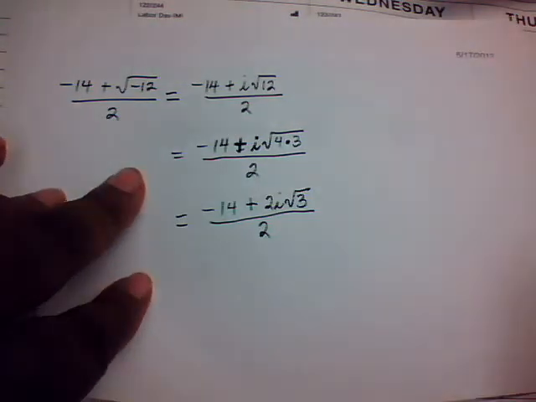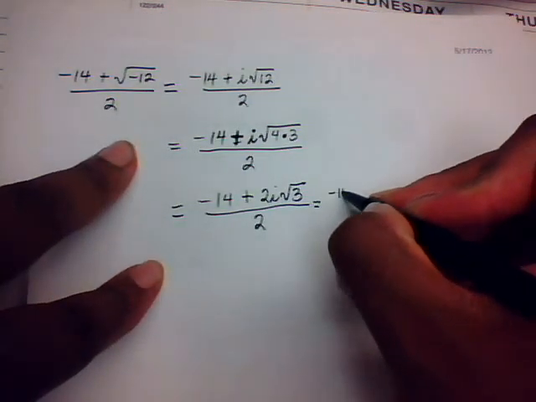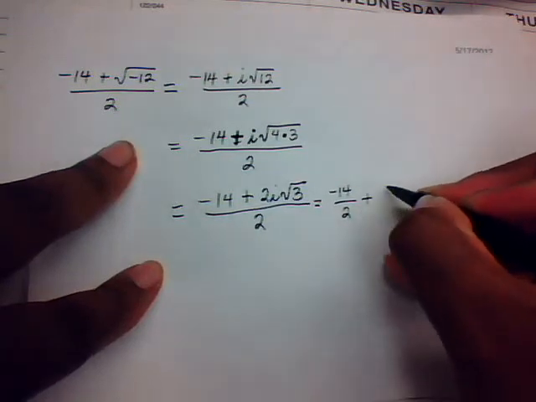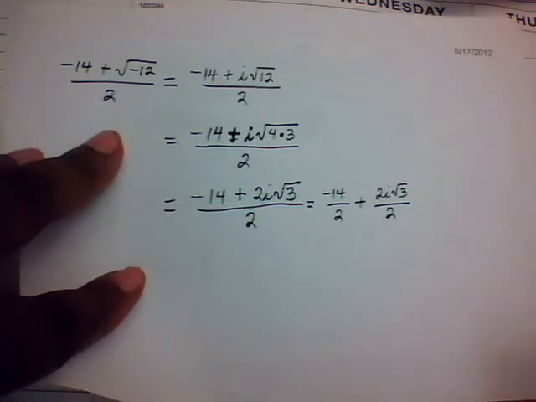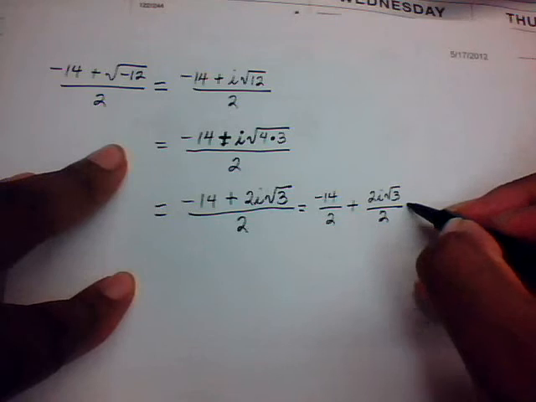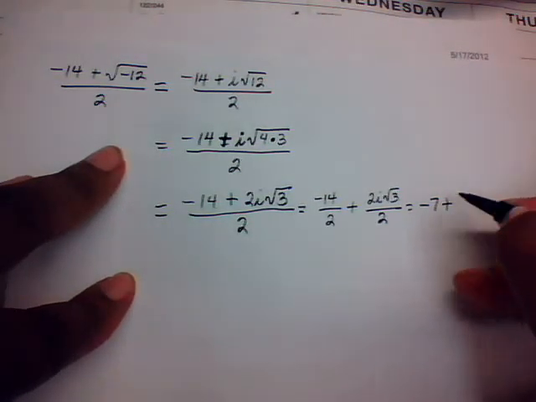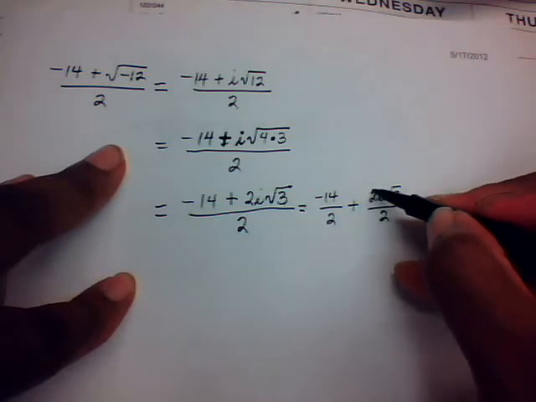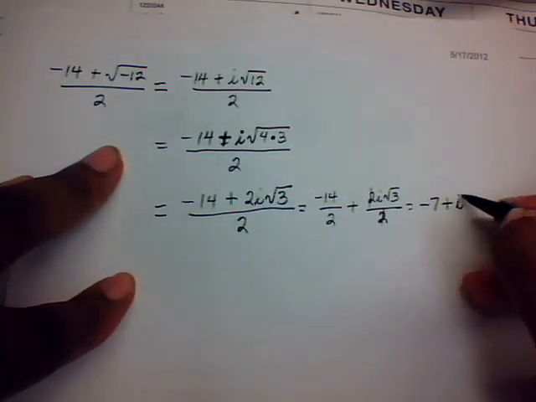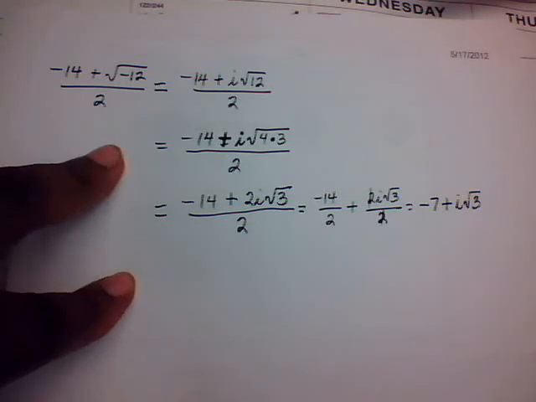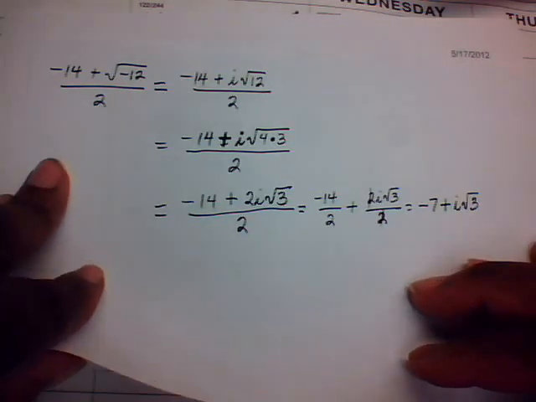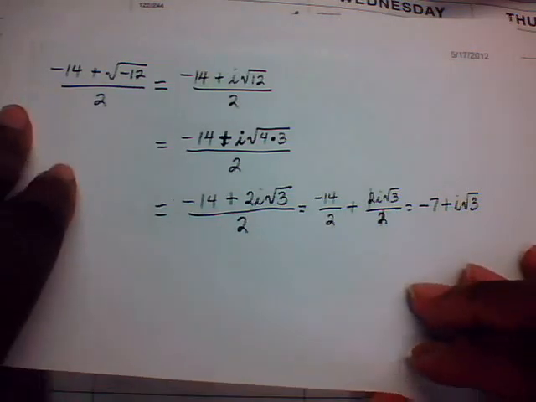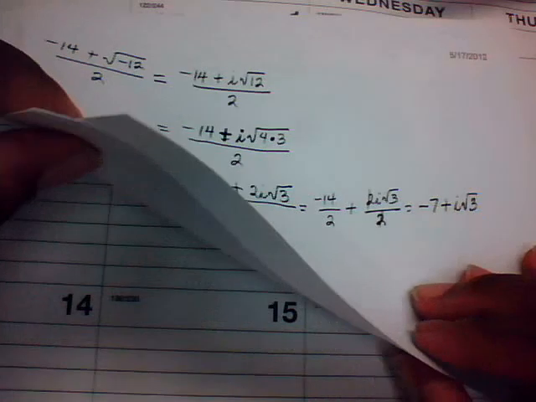Okay, now we can still simplify this a bit, because I can break this up as negative 14 divided by 2 plus 2i square root of 3 divided by 2. And then negative 14 divided by 2, that's negative 7 plus, and in this case, these 2's divide out. I'm left with i square root of 3. So my final answer there will be negative 7 plus i square root of 3. Okay, so that would conclude this particular section on complex numbers.